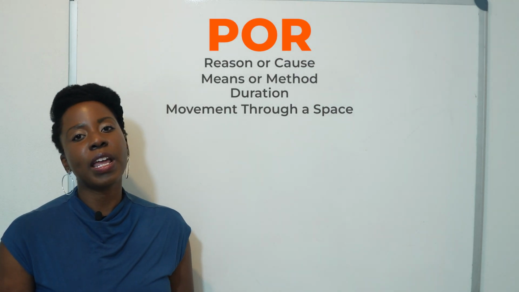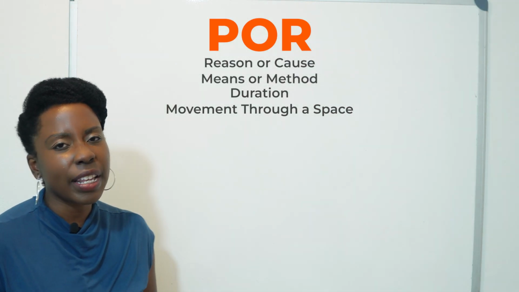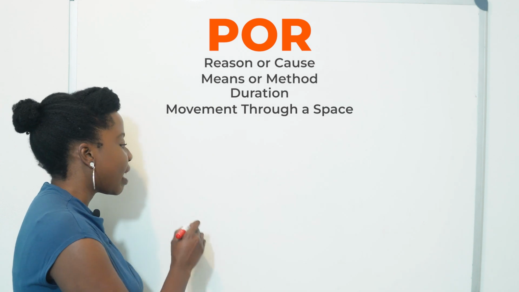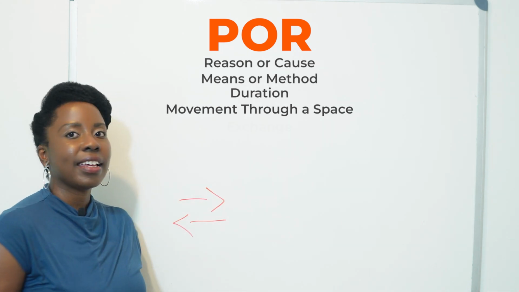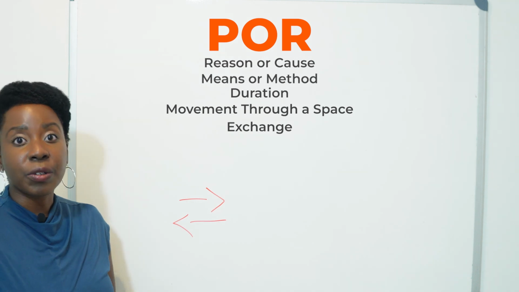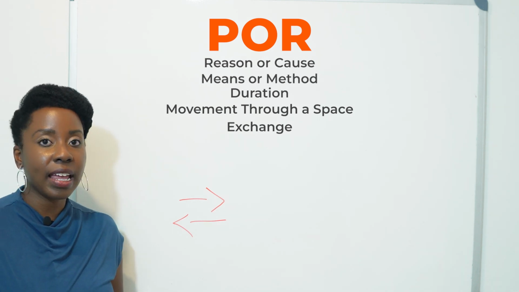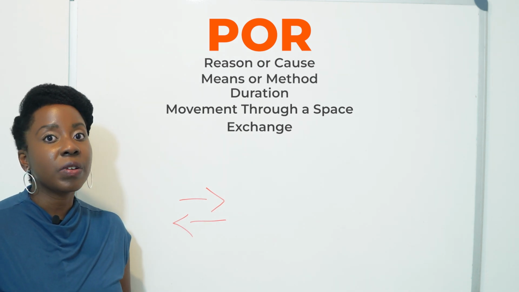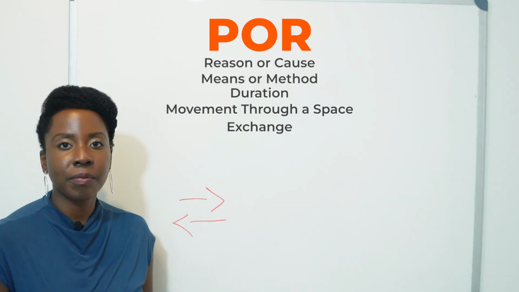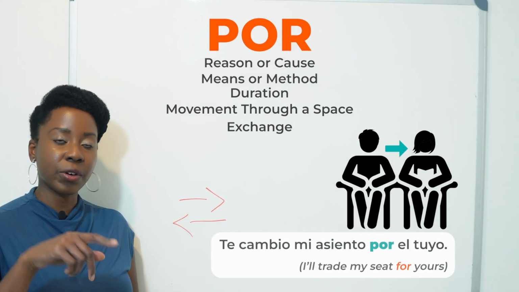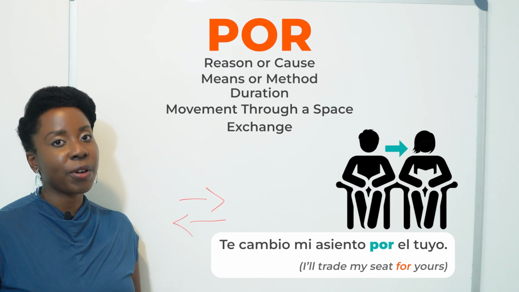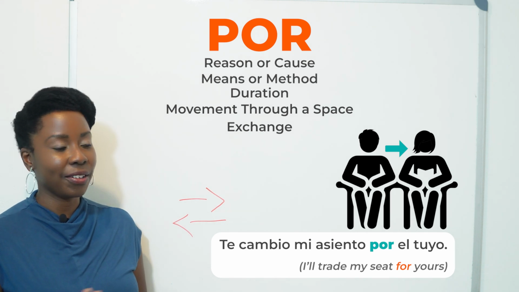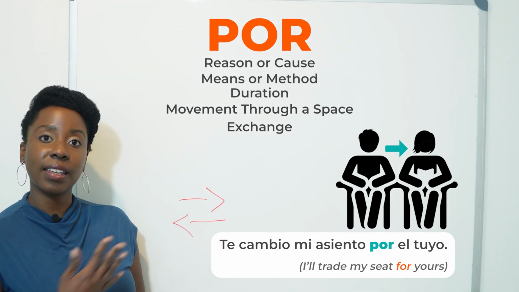In this last way in which we use por, the arrows get a little crossed. They're not exactly what we had said. They look more like this, okay? It's an exchange or a substitution. So while Ana and Luis are on the plane, Ana tells Luis that she really wanted the window seat, and she says, te cambio mi asiento por el tuyo. So I'll trade, or I'll exchange, my seat for yours.